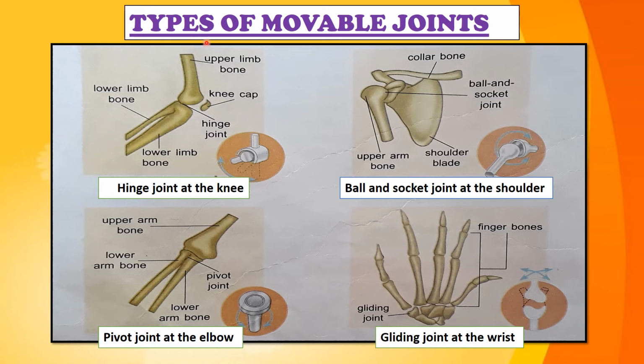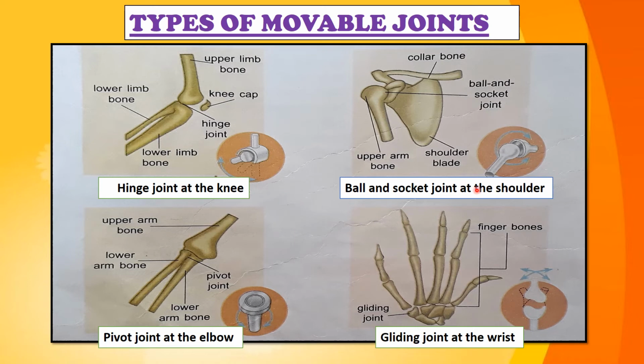Now let us know about the different types of movable joints. Hinge joint. Hinge joints are present in the knee and elbow. This allows movement in backward and forward direction.